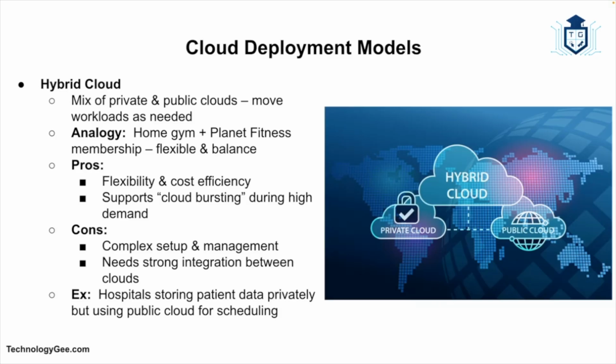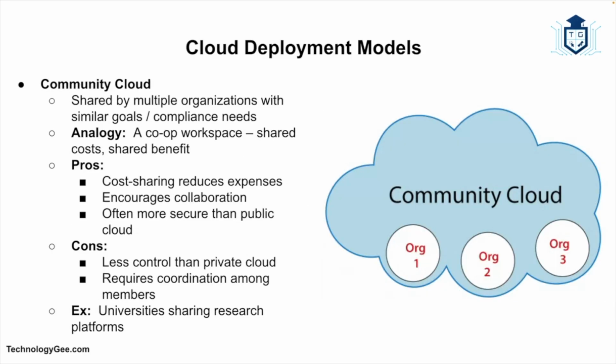So think of hybrid like having a home gym and a membership to Planet Fitness. You essentially get the best of both worlds. And then we have what is called a community cloud. Now, this one's less common, but it's still important. A community cloud is shared by multiple organizations with common goals or compliance needs. So for instance, several universities might share a cloud for research collaboration.